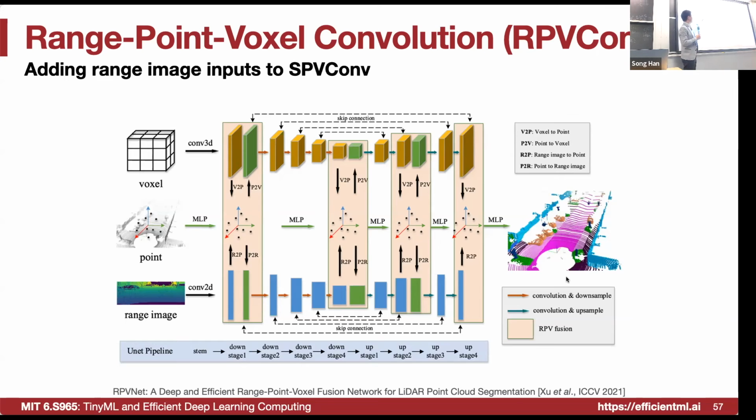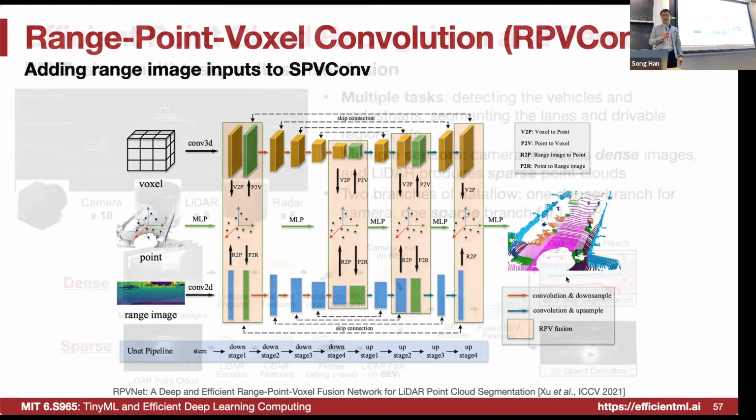We use Conv3D for the voxel branch, Conv2D for the range image, and also use the MLP for the point branch. They exchange information by voxel to point to voxel, and also range to point, and also point to range. And finally, we can make the pixel-wise prediction. So this is another approach which is getting popular these days.